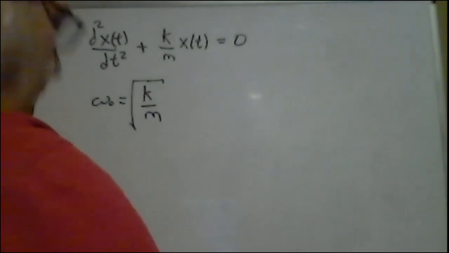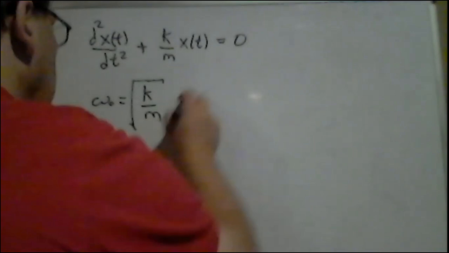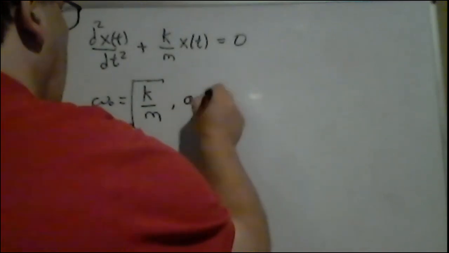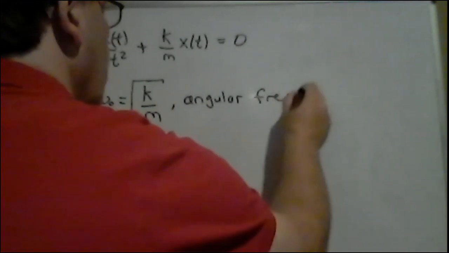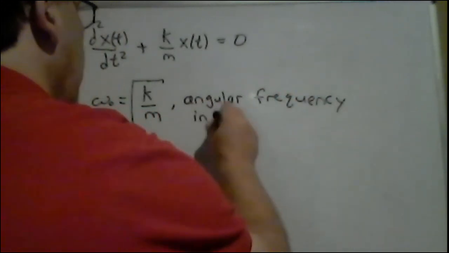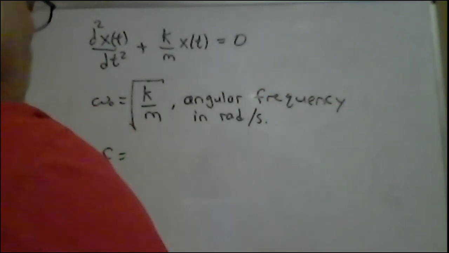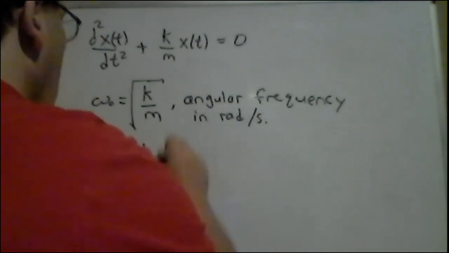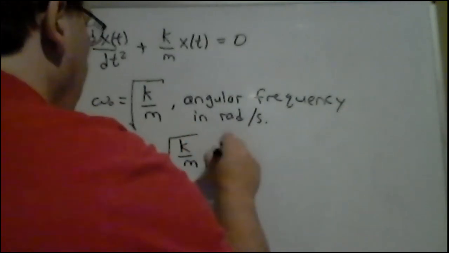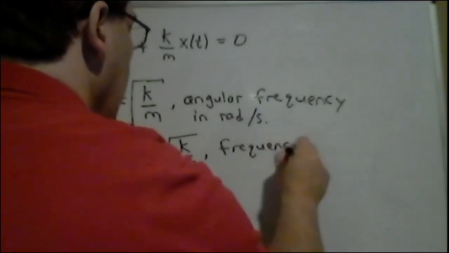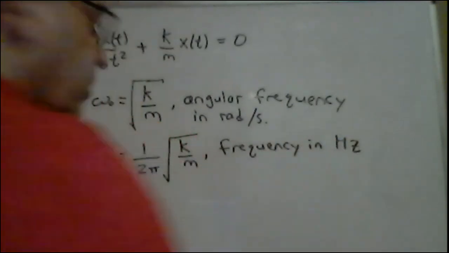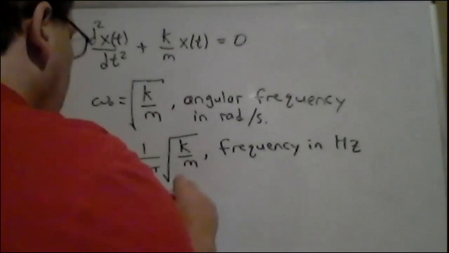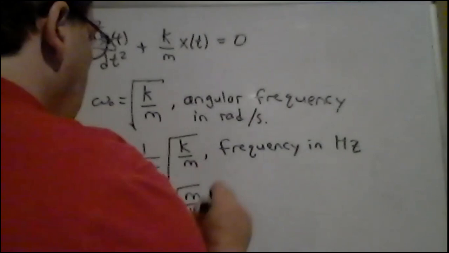Now, again, what did I say? Omega is 2 pi f, so I can say that f, the ordinary frequency, again, this is angular frequency in radians per second. If I want the ordinary frequency, it's omega over 2 pi, or 1 over 2 pi times the square root of K over M, frequency in hertz. If I want the period, it's just 1 over f, right? So it's 2 pi times the square root of M over K. Period.